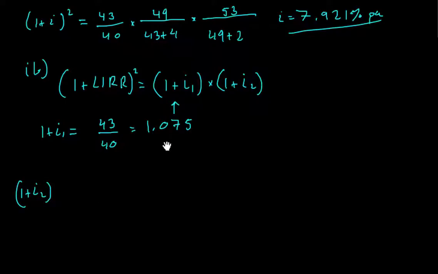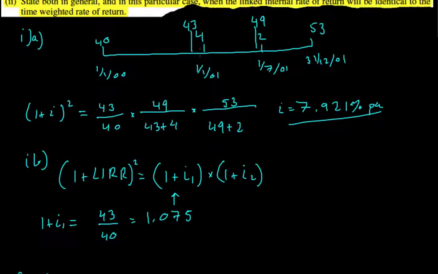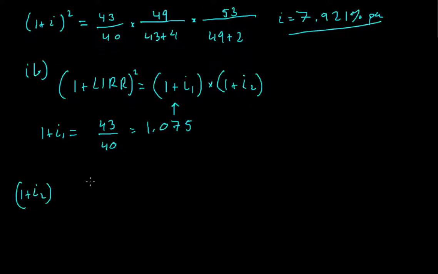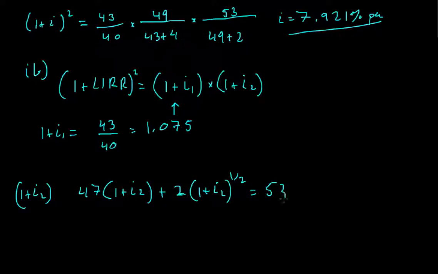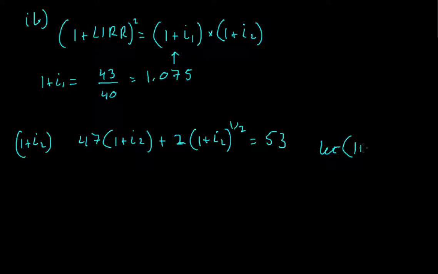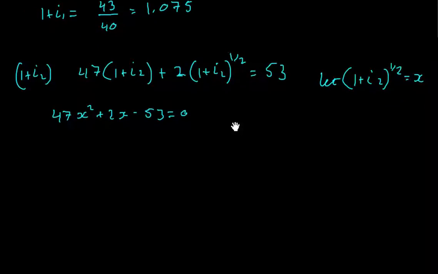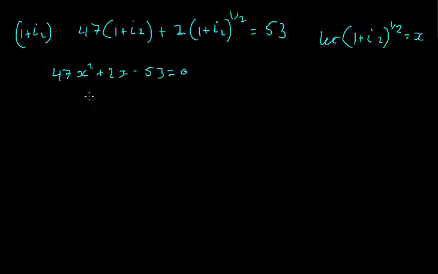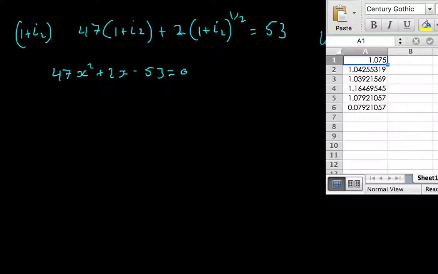Now we can start off by saying, alright, we got 47 mil over here, and that's going to reach to the end, so that's going to go over 1 year. So 47 mil multiplied by our second year interest rate, plus the 2 mil we received, multiplied by our second year interest rate again, but we only had it for half a year because we got it in July, and that's going to be equal to our 53 mil. So let 1 plus i2 to the half be x, just to make things easy. So 47x squared plus 2x minus 53 equals 0. We'll use the quadratic formula to solve this, which is negative b plus or minus the root of b squared minus 4ac, all on 2a. Let's use Excel to quickly work that out.